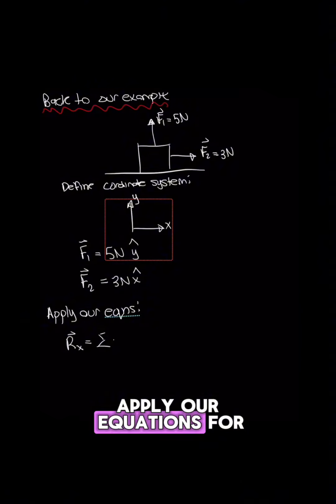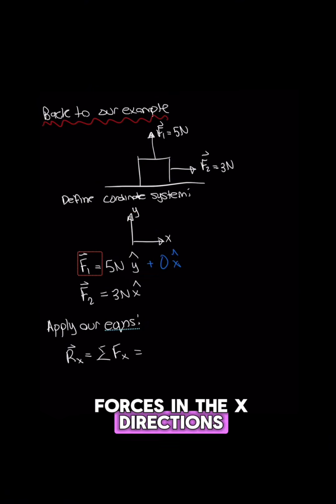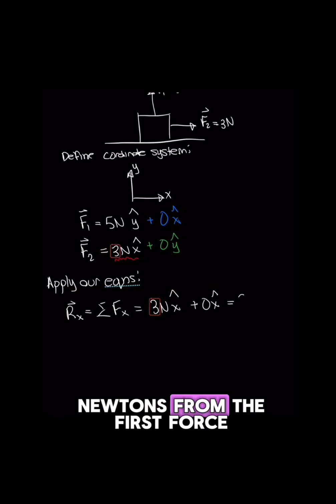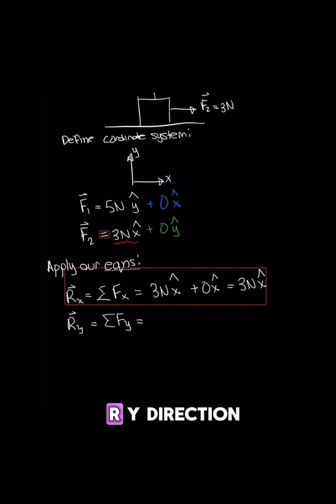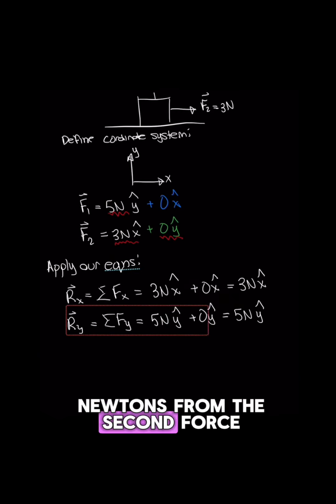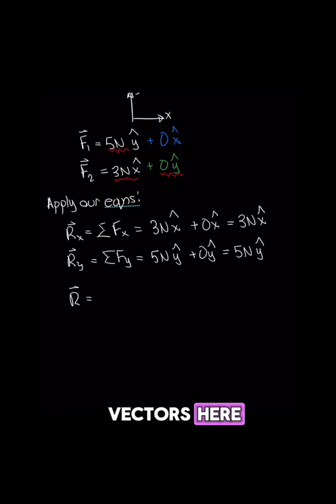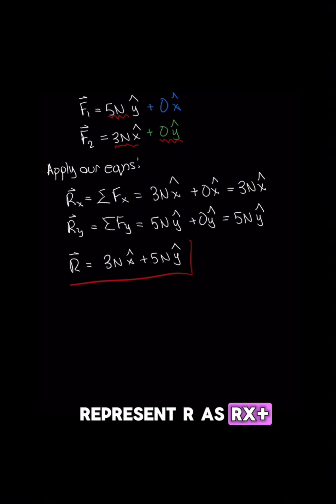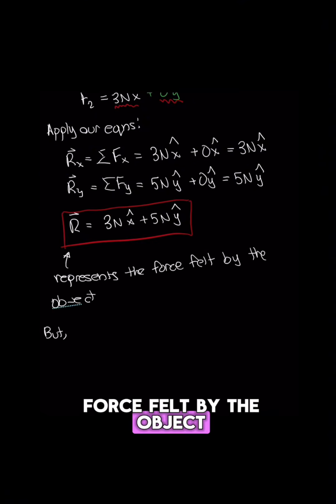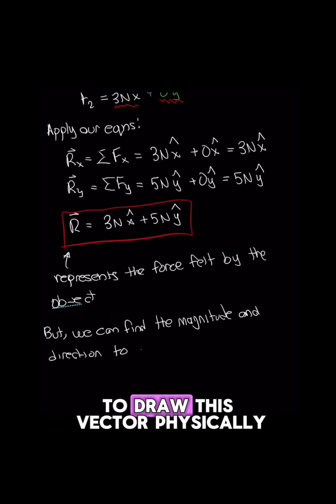Apply our equations. For the sum of the forces in the x direction, we get 3 newtons from the second force, and we get 0 newtons from the first force. And then for the Ry direction, we get 5 newtons from the first force, and we get 0 newtons from the second force. These are our resultant components here, and then we can represent R as Rx plus Ry, and we get this here. So this represents the force felt by the object, but we can find the magnitude and direction to draw this vector physically.